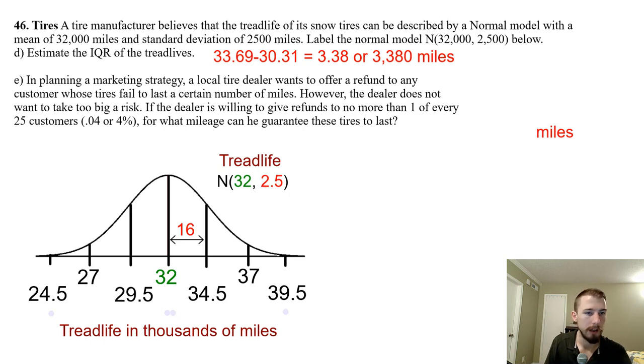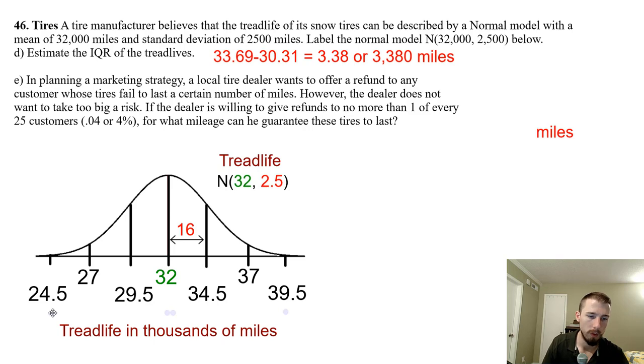Now we have, in planning a marketing strategy, which they do this stuff all the time, a local tire dealer wants to offer a refund to any customer whose tires fail within a certain number of miles. However, the dealer does not want to take too big of a risk, so they don't want to pay out more than 4% of those refunds. So that has to do with how much they're charging for the service, or how much they expect to actually have to pay out. So for what mileage can he guarantee tires to last, at least with 4%?